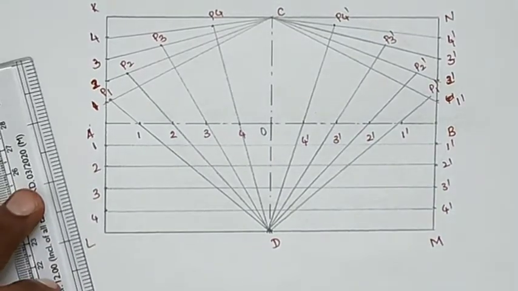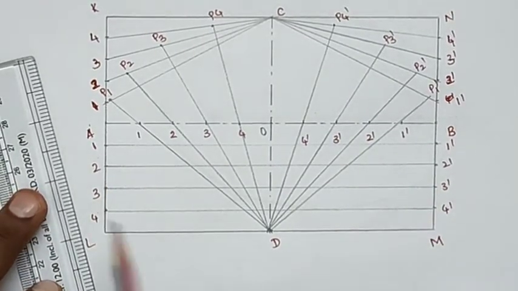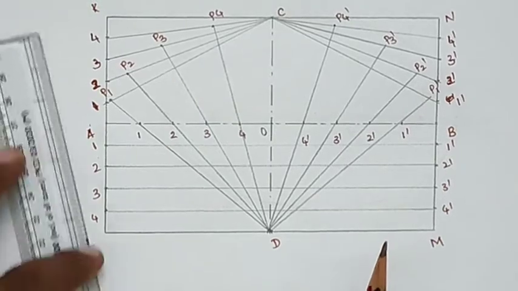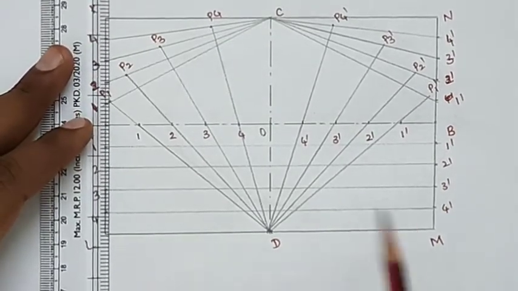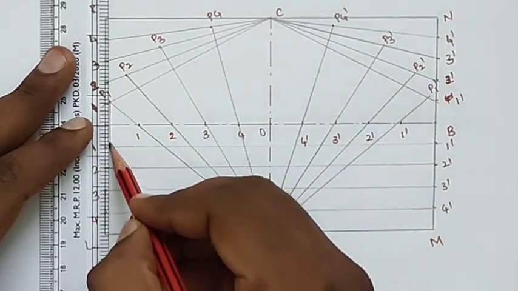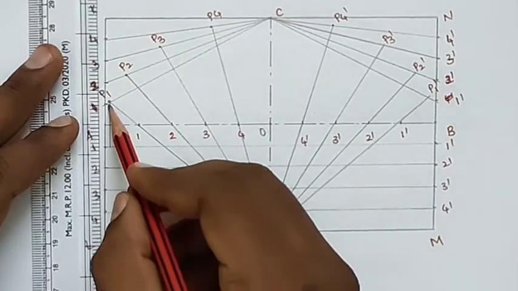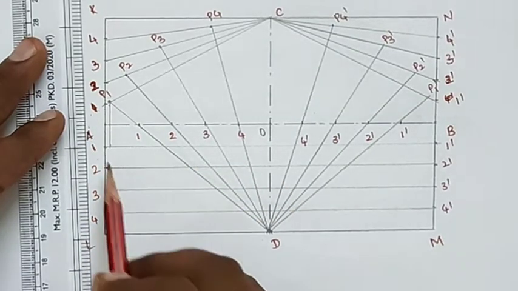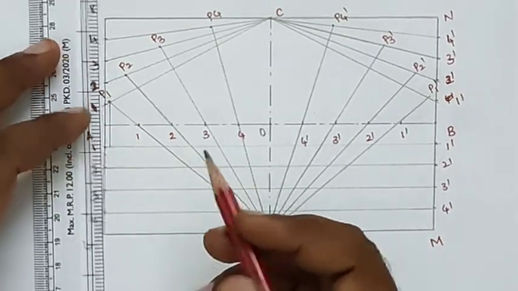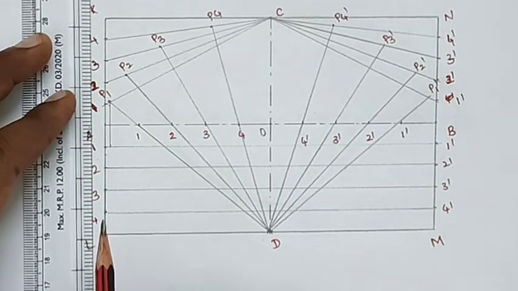So after drawing the horizontal lines 1 dash, 2 dash, 3 dash, and 4 dash, from P1 you will draw a vertical line with an angle of 90 degrees. So P1 is on C1. So we'll draw the vertical line up to D to 1. So that means the 1 dash horizontal line.